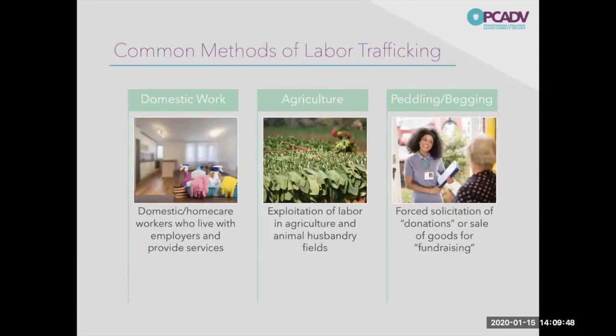So then we have the most common methods of labor trafficking, and we see domestic work, agriculture, and peddling or begging. Now, domestic work is domestic home care workers who live with employers and provide services. We see this oftentimes with people who are recruited from a country of origin to work for a diplomat or somebody here in the United States. They may be recruited and told, you're going to come and live with me and take care of the kids, and we'll take care of all of your paperwork. But they may never do that.